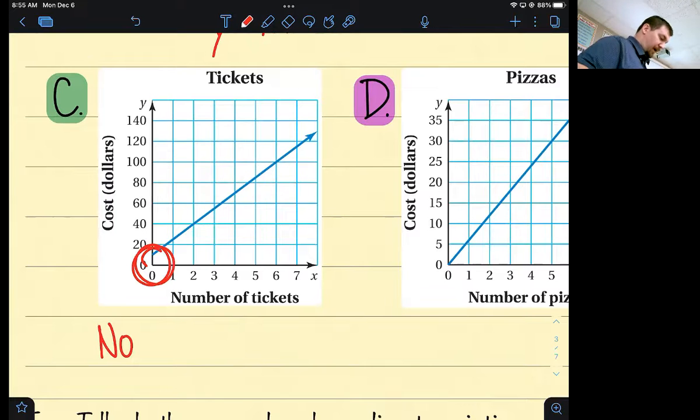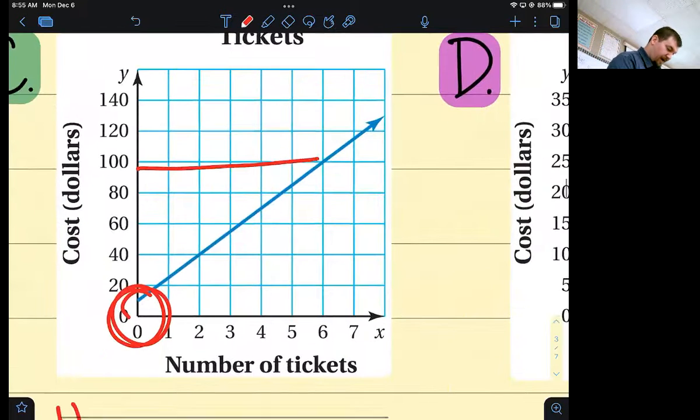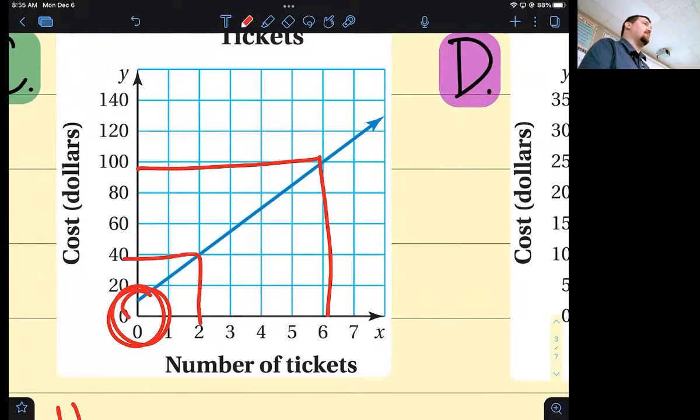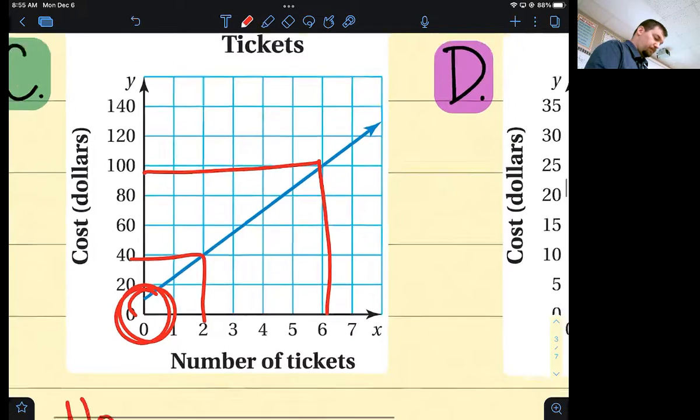And so that's why 100 divided by 6 is not the same as 40 divided by 2. What is 40 divided by 2? 20. 100 divided by 6 is 16.6 repeating. Those are not the same. So this is not proportional. Or you can just do what Thomas said. Doesn't go through the origin. So it's got no chance. What about this one?